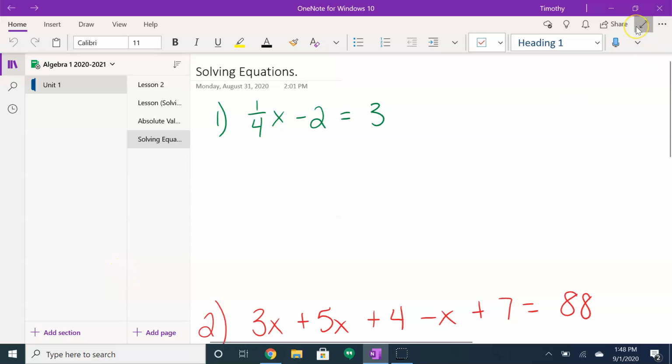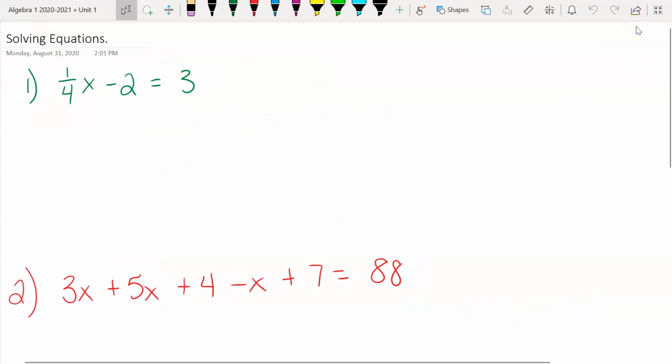Alright guys, so today what we're going to do is some harder problems with solving linear equations. It's going to be more in depth, with a variable on one side, and we'll get into the more complicated problems.